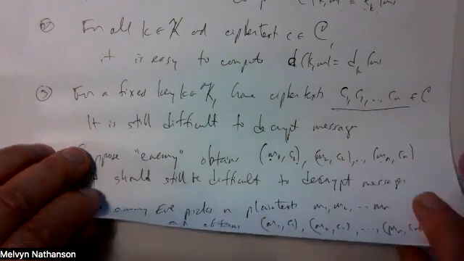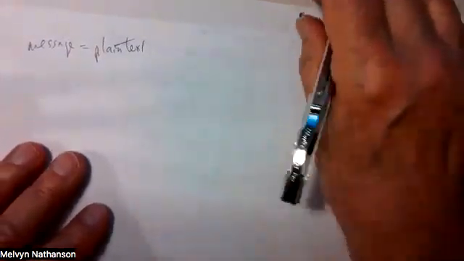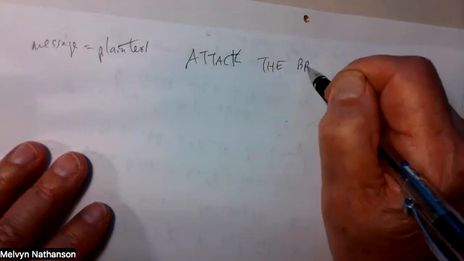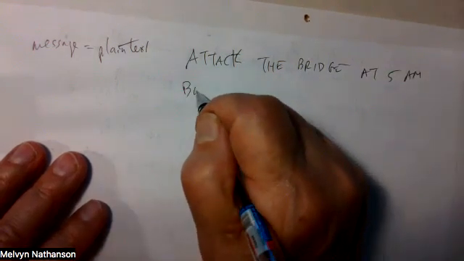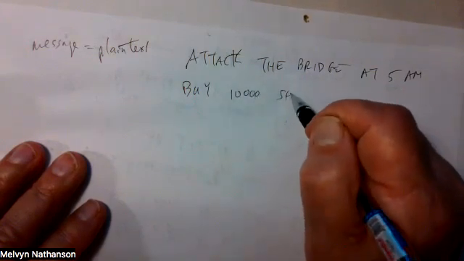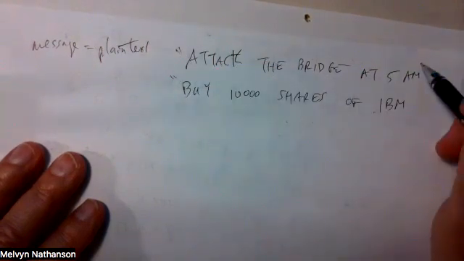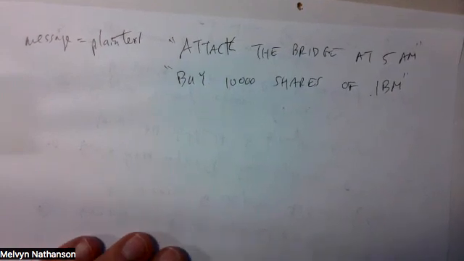Now, a message, which is plain text, might be something as simple as "attack the bridge at 5 a.m." or "buy 10,000 shares of IBM," right? So these are plain text messages. But what one does is, before you send a message, it's easier, it's better, it's standard to convert your messages to numbers.